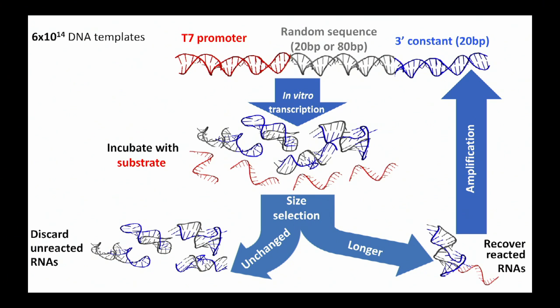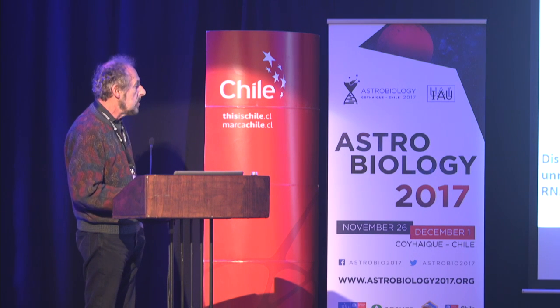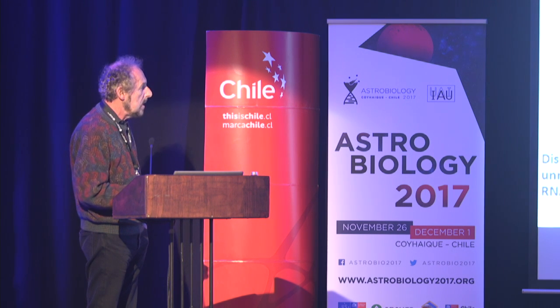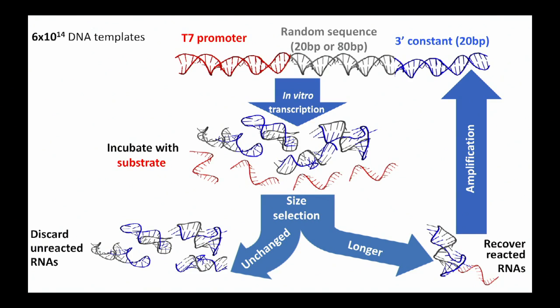Then you do transcription, and you create this large pool of RNA molecules, 10 to the 16th altogether, and incubate it, mix it with a substrate. And most of them will do nothing, will not react with the substrate. Some of them will react with the substrate, and because they react, they will be longer, because the substrate is attached to the enzyme. And that allows us to very easily separate those that reacted from those that did not react. That's why the experiment was constructed the way it was.